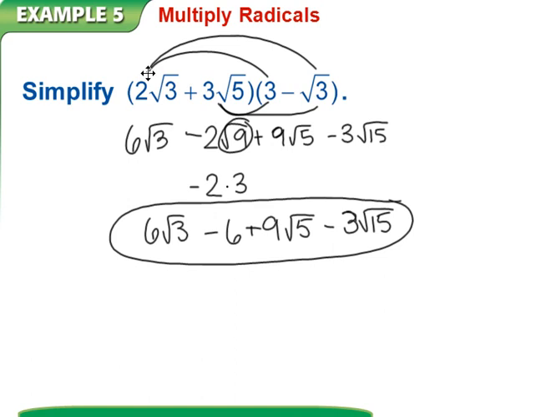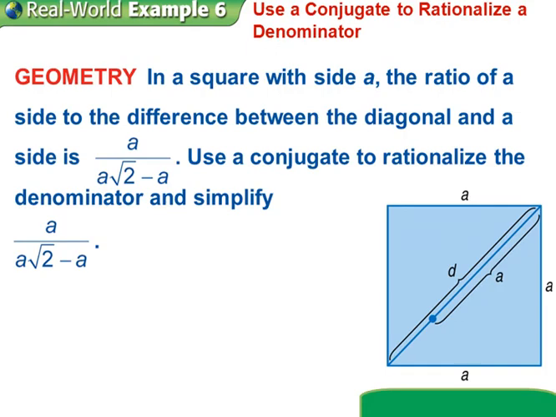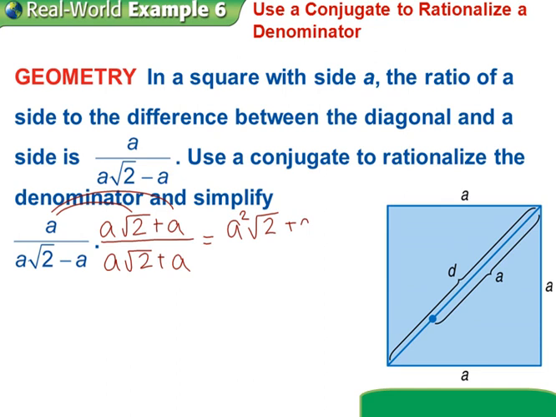One last problem for us to do. Okay, so you can read through this problem, but really all we have to do is rationalize the denominator. And rationalizing the denominator, we use the conjugate, which is the same as the denominator, but we use addition. Okay, the top we could just multiply through. A squared, distribute that in, square root of 2 plus a squared.